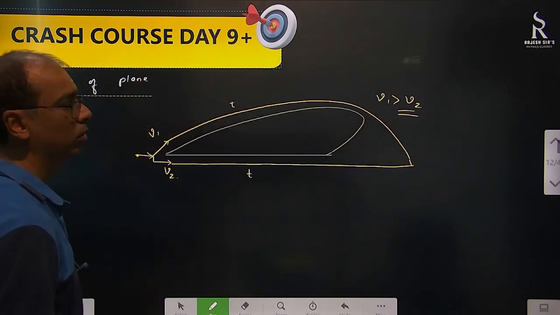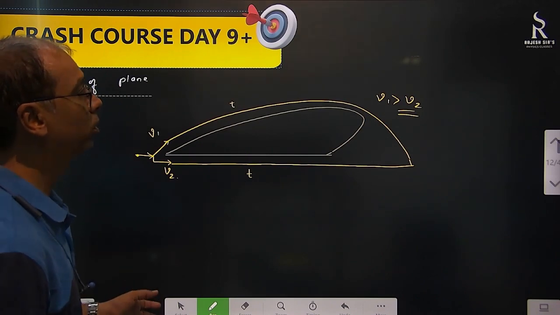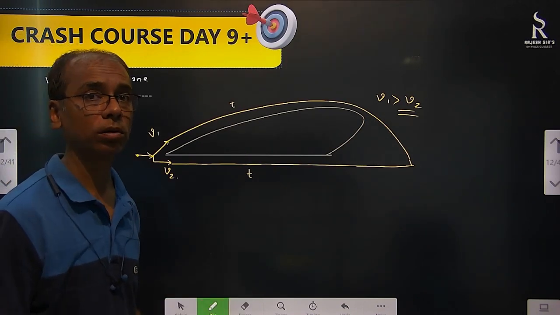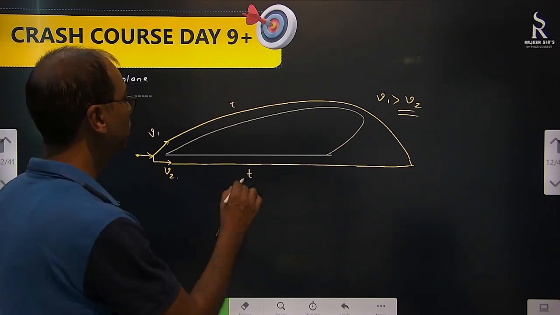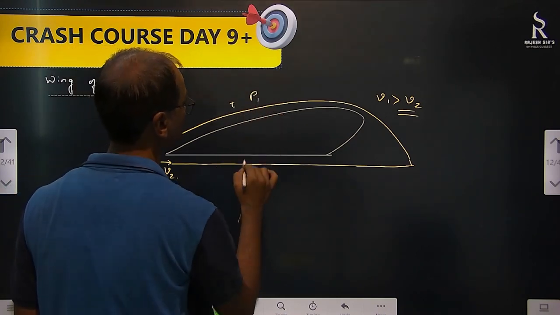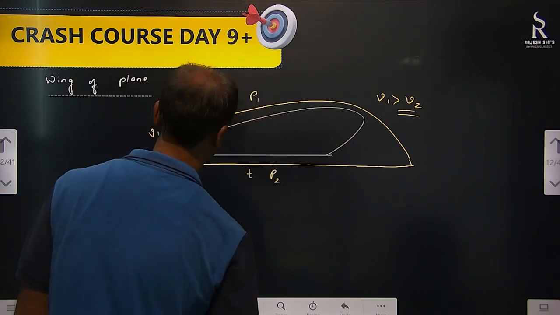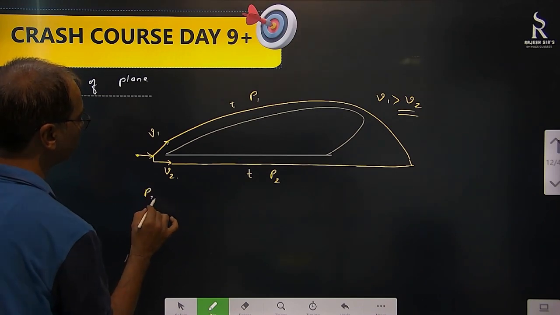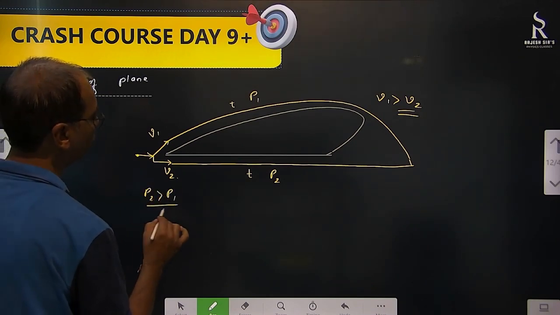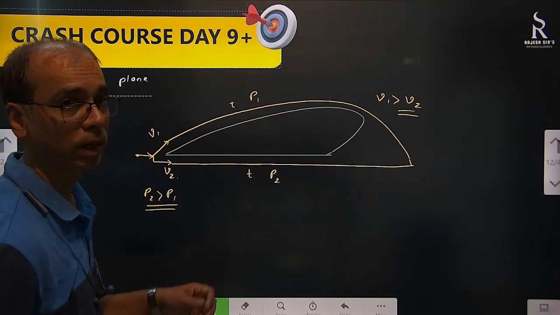V1 will be more than V2. Now a little while ago I told you, if velocity is more, means pressure is less. So here pressure, which I am saying P1 let's say, and here pressure is P2. So we know that here P2 is greater than P1. When P2 is greater than P1, then what will happen?